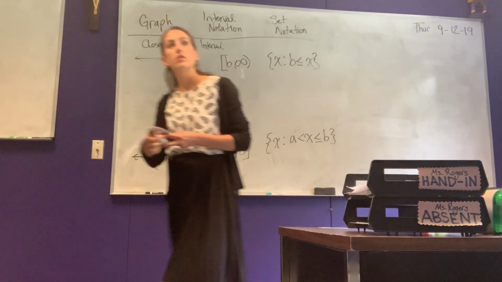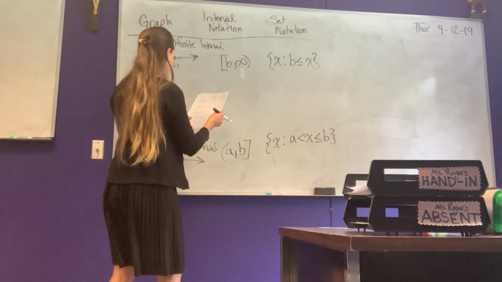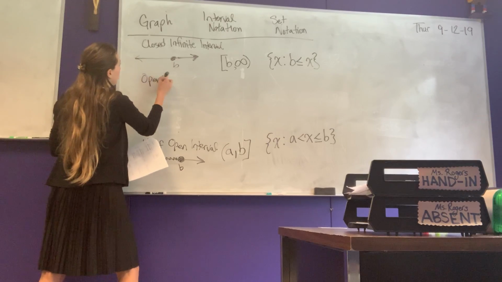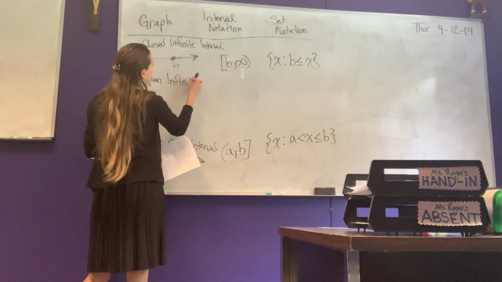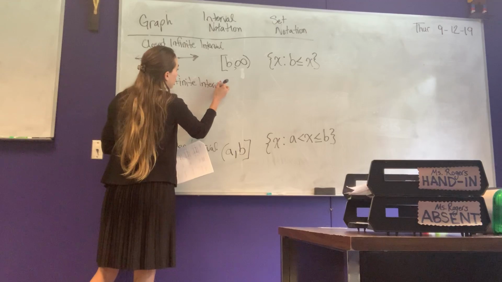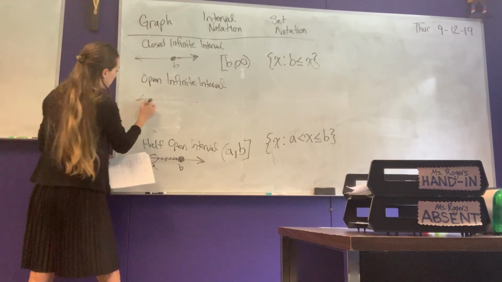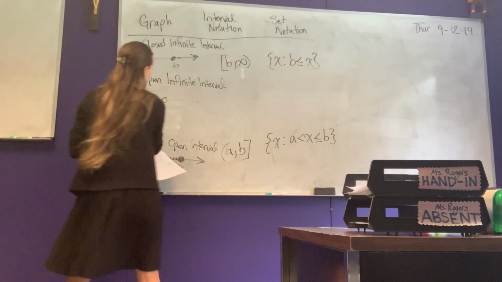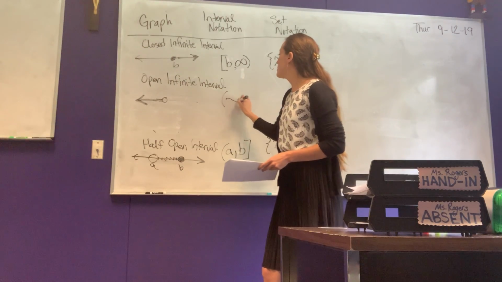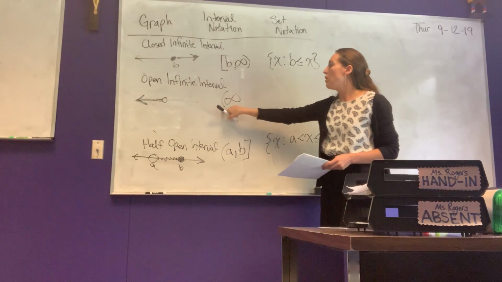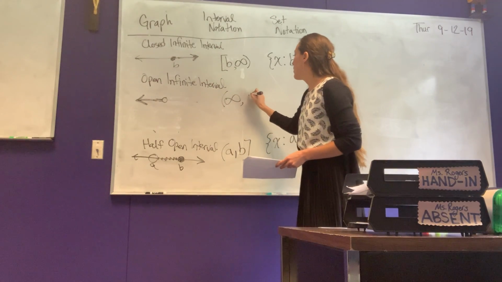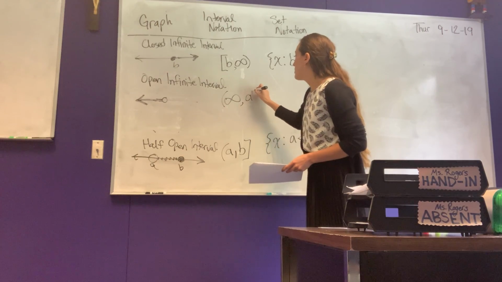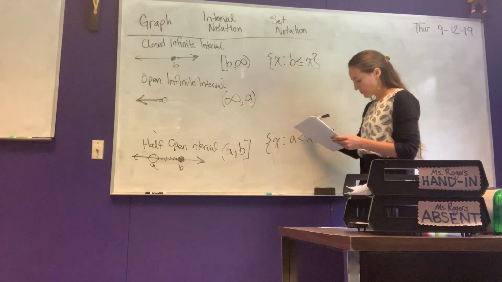Last one, open infinite interval. Let's get practice going the other way. So we're going to have an open A going to infinity to the left. Okay, so infinity is now on the left. You guys told me it's always a parenthesis. And then on the right we have A. We cannot equal A, so we have a parenthesis there.